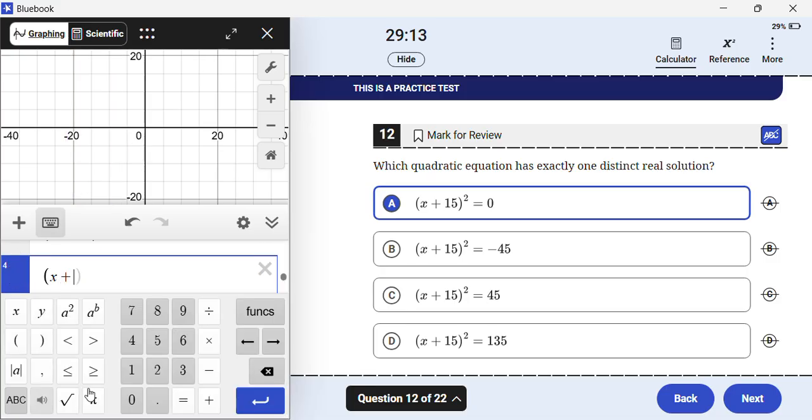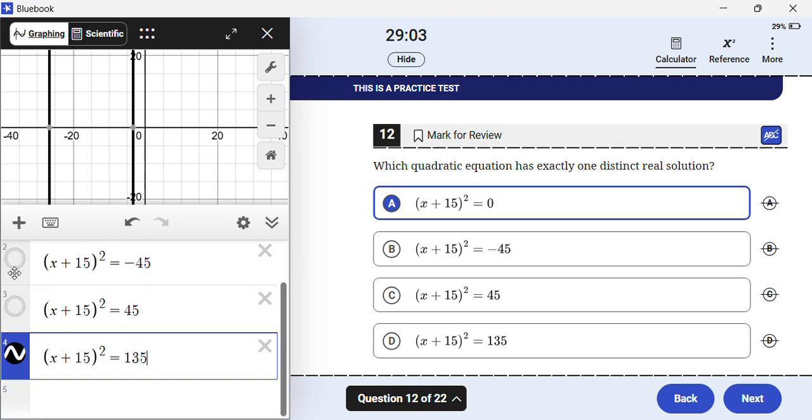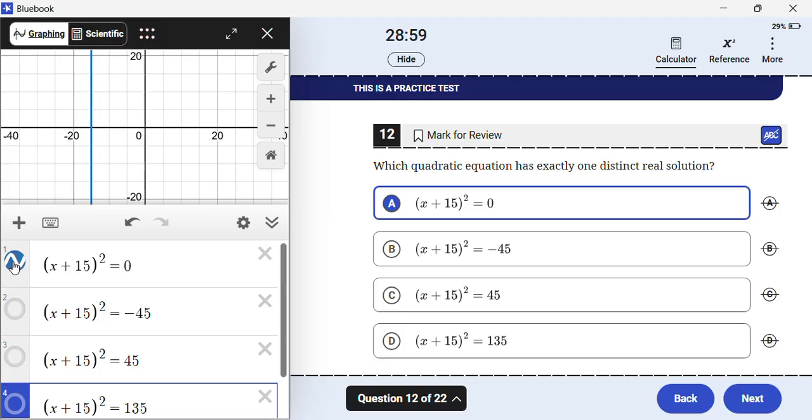Let's try this one. Equals 135. Oh, two solutions. So that's not it either. We go back to A. A is going to be our answer with that one real solution.